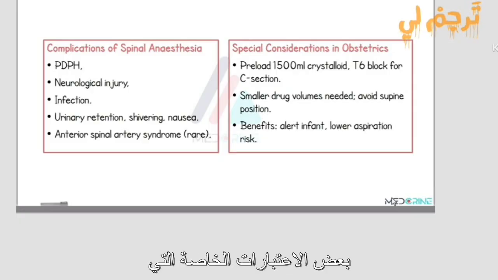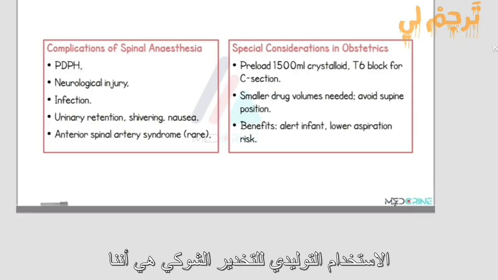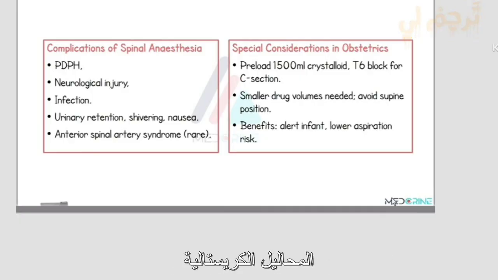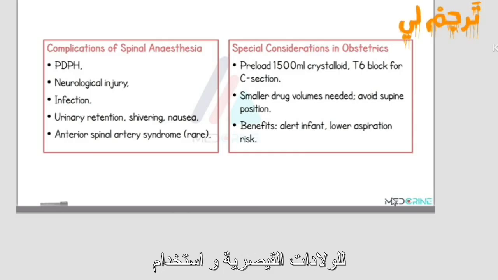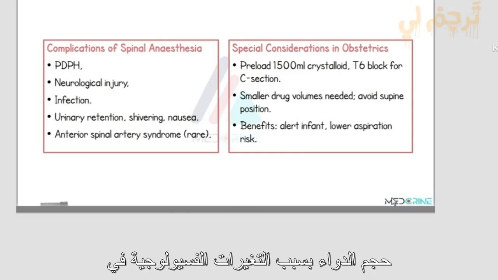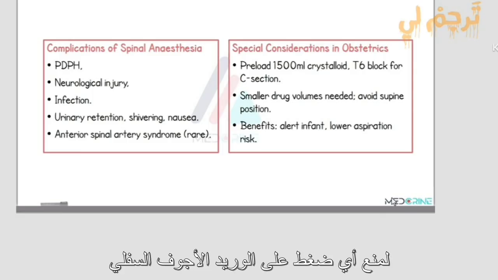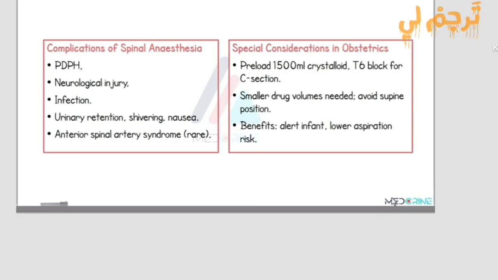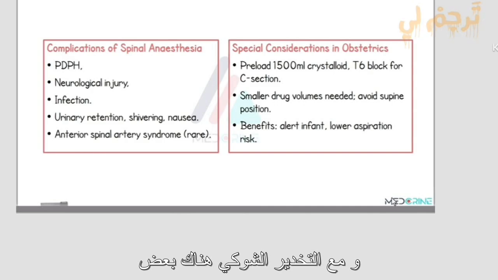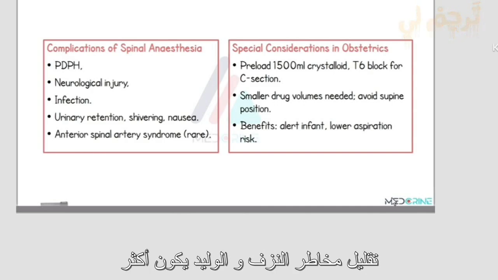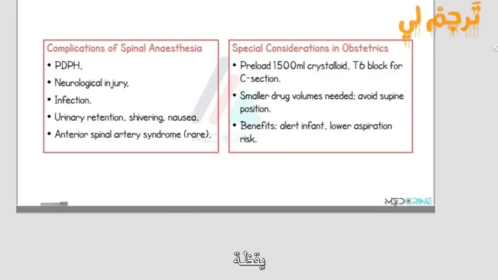Some of the special considerations that we need to put in place in obstetric use of spinal anesthesia are: we need to preload with 1.5 liters of crystalloid. A T6 block is required for cesarean sections, with a reduced drug volume due to physiological changes in pregnancy. Avoid the supine positioning to prevent any vena cava compression. And with spinal anesthesia, there are some benefits associated with it, including a reduced aspiration risk and a more alert neonate.